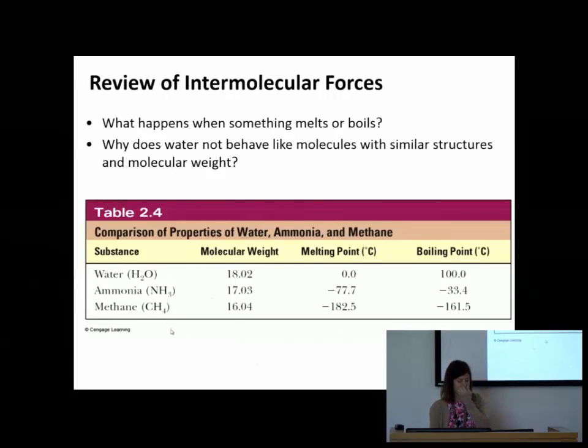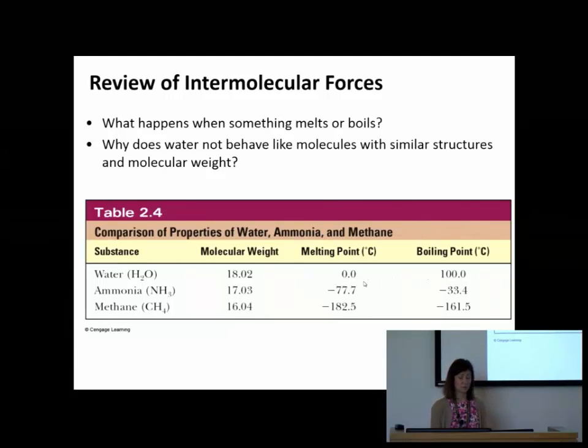Methane does not hydrogen bond. You can see, let's look at water to methane especially. Water has the hydrogen bonds. Methane is similar in molecular weight and geometry. However, there is minus 182.5, minus 161 for the melting and boiling points. So hydrogen bonding makes it much, much higher melting and boiling point.